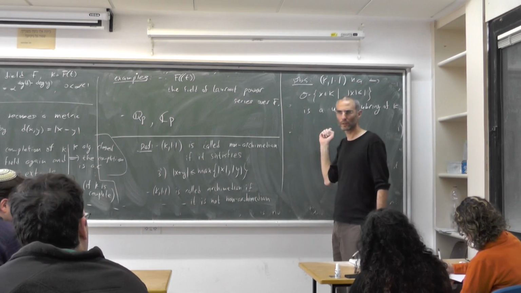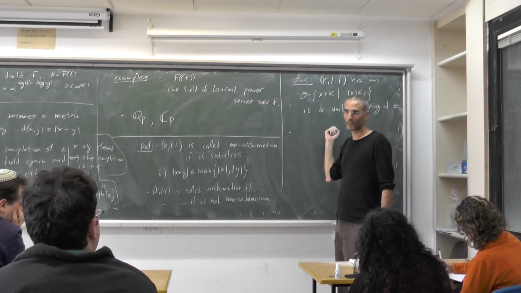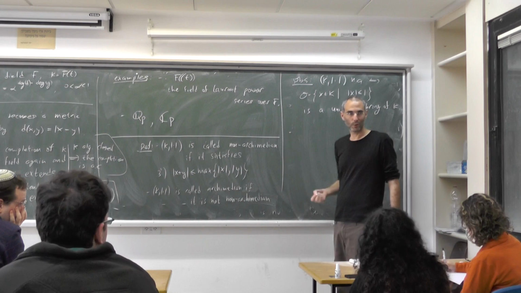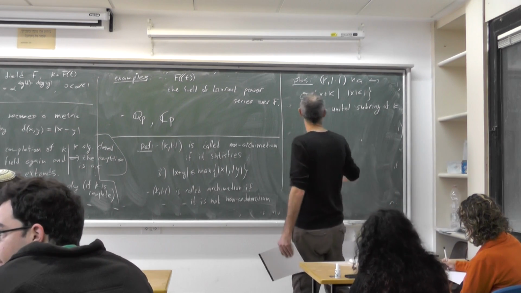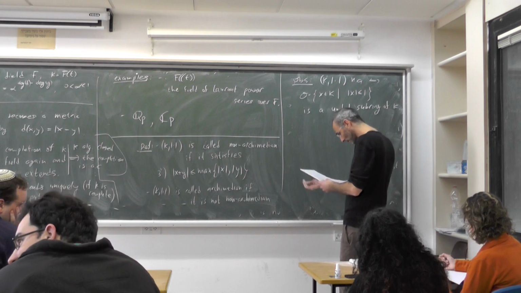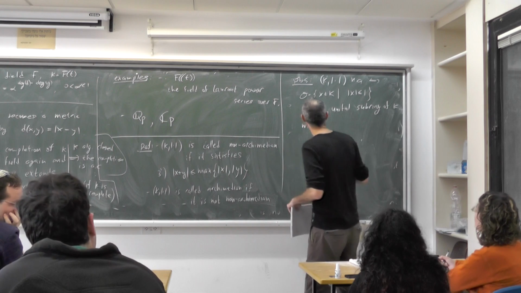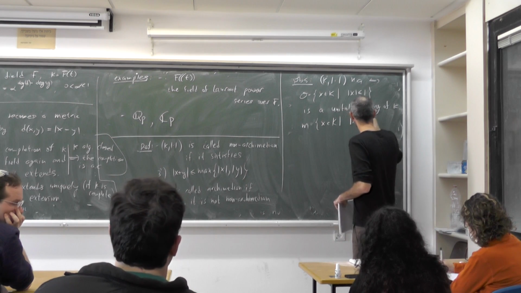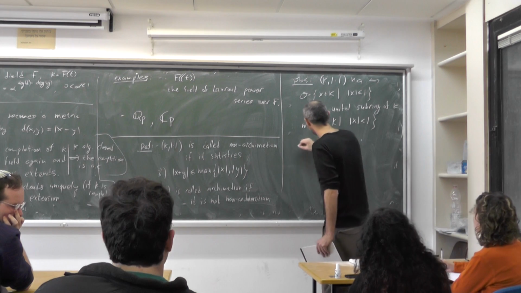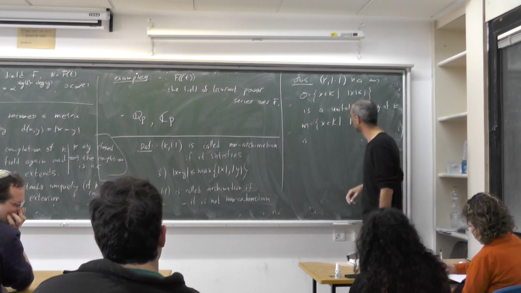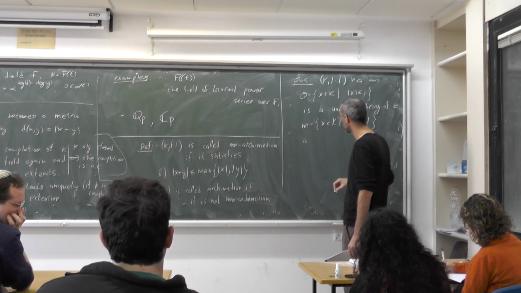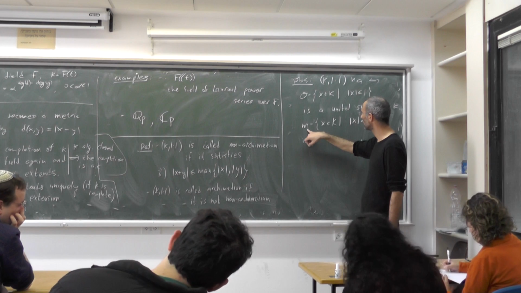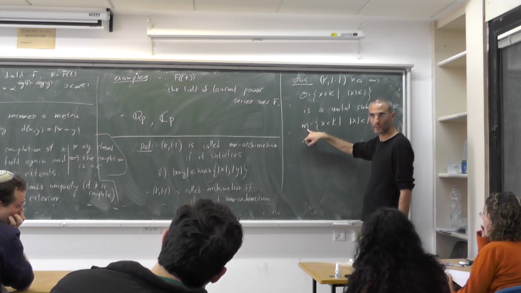The absolute value of 1 is 1. Why? Because the absolute value is a homomorphism, and 1 is the unit of the multiplicative group of the field, right? Which is exactly what you said. Now, here's another one. M is the set of x such that the absolute value of x is less than 1. I claim that M is an ideal. This is clear.